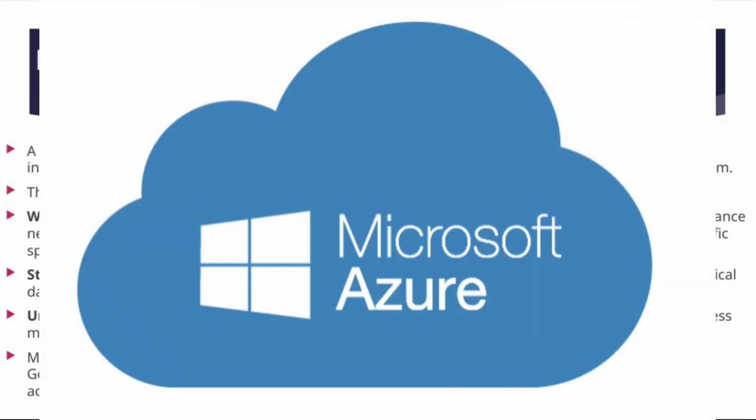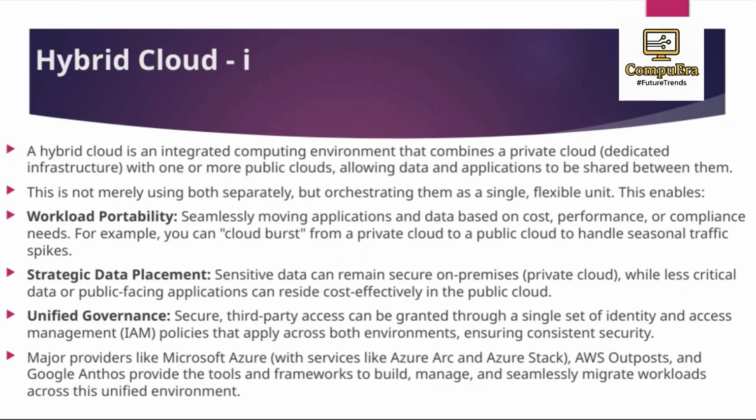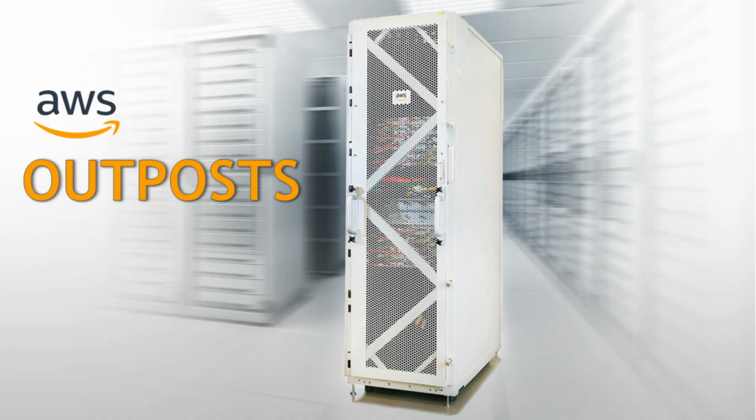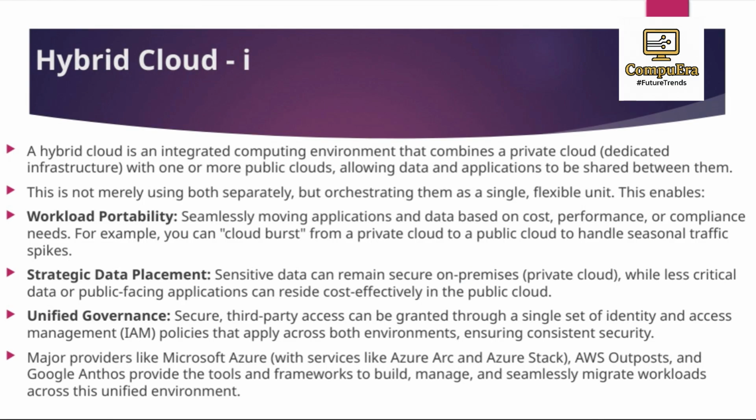Major cloud providers like Microsoft Azure, with tools such as Azure Arc and Azure Stack, AWS Outposts, and Google Anthos, offer the frameworks and tools needed to build, manage, and migrate workloads across this hybrid environment smoothly. In essence, a hybrid cloud combines the strengths of both private and public clouds, giving organizations the flexibility to optimize performance, security, and costs, all within a unified, orchestrated environment.